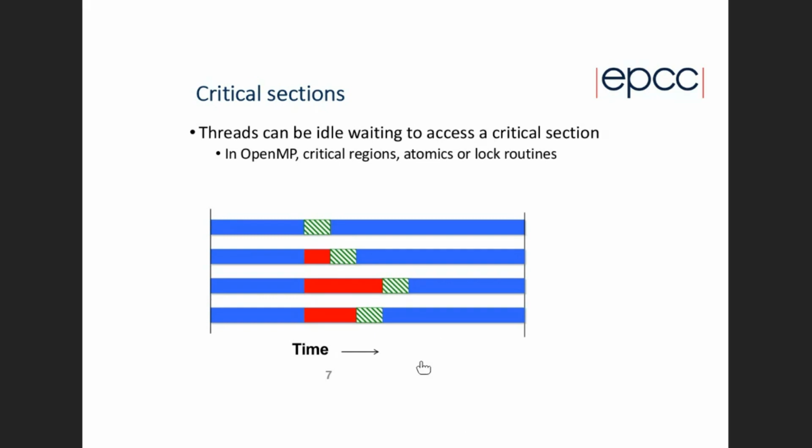So again, here's my activity diagram, and suppose that there is a section of code, which is the green stripy thing here, which is a critical section which only one thread at a time is allowed to execute. What might happen is that the first thread reaches that critical section first, it goes ahead and executes it, but the other threads have to wait their turn to get access to the critical section. So they have some idle time here while they're waiting to enter the critical section.